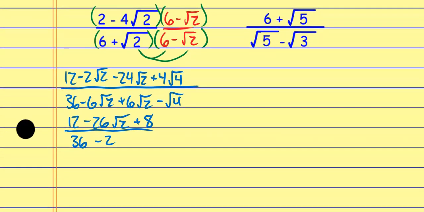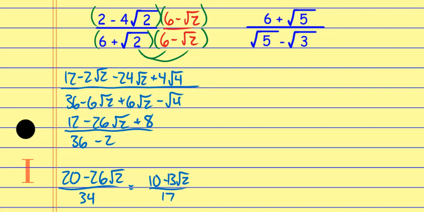And now, once again, I can continue to simplify. I have more like terms here. That's a 20 in the numerator, minus 26 root 2. And now in the denominator, that's a 34. And so what I've done here is I've accomplished the goal of rationalizing the denominator, but I can actually simplify this a little bit now. Because all those things are divisible by 2, I can use my distributive property and say, hey, that's 10 minus 13 root 2 over 17. And now it's done.